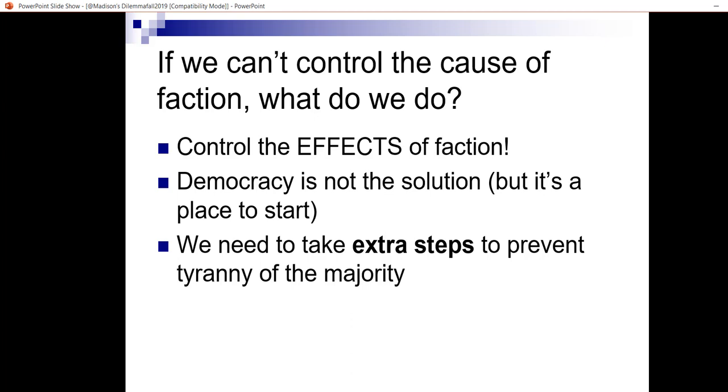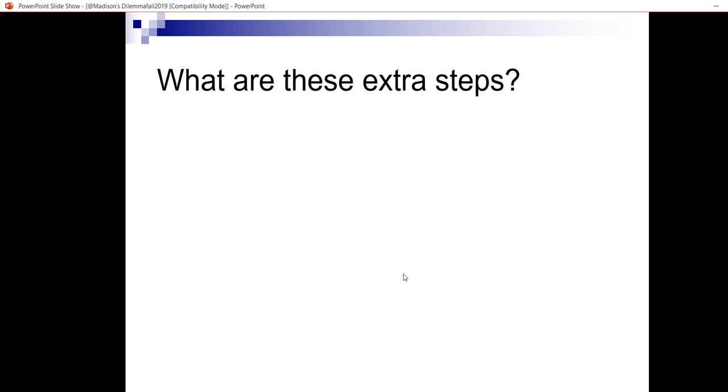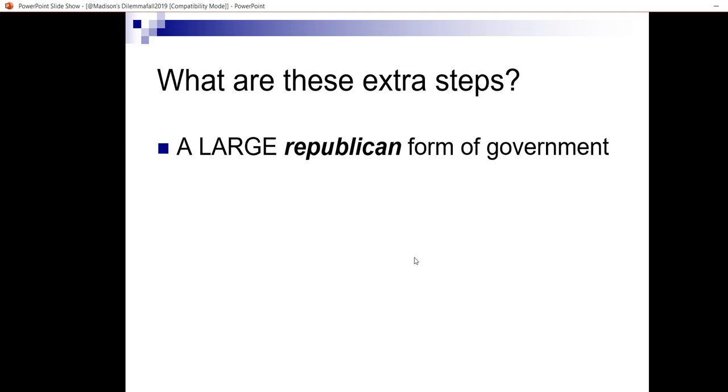over the government. And essentially there are four of them, or five if you break one of them into two, but I'll just put them in as four. One is a large Republican form of government. So there's two things in there, a Republican form of government rather than a democracy, and the fact that our republic is going to be large, large in terms of territory and large in terms of the number of people who are going to be governed in this Republican form of government.